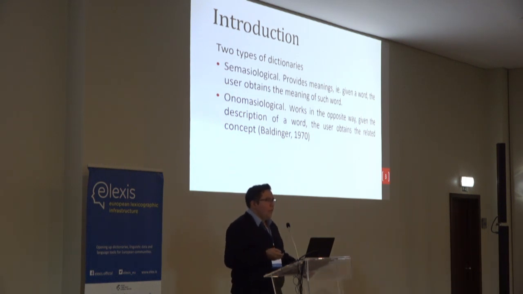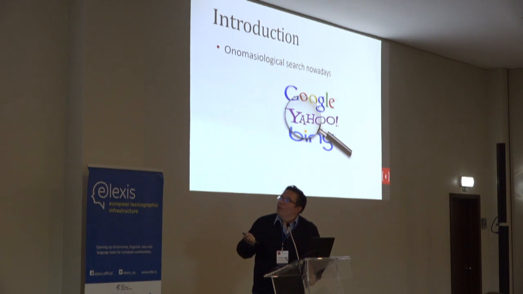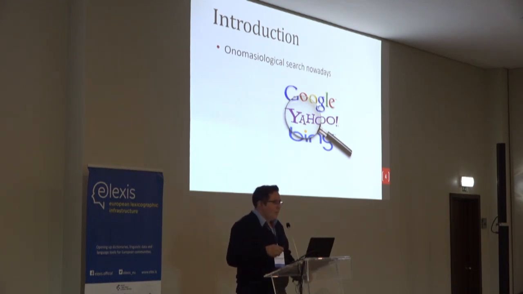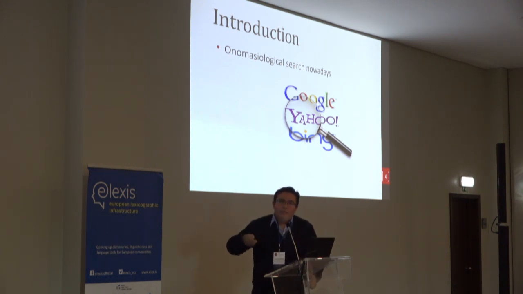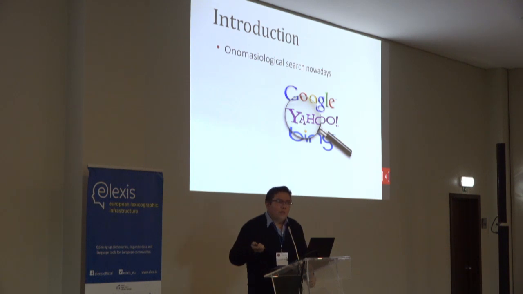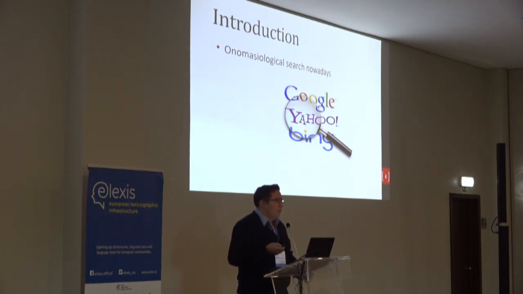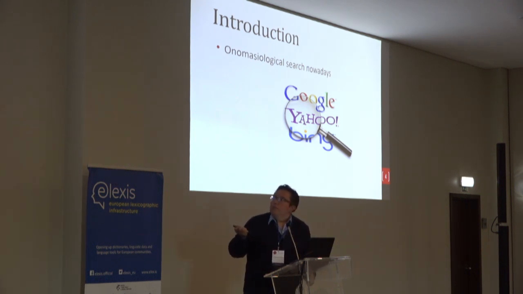So I try to build an electronic onomasiological dictionary, a kind of reverse dictionary, based on word association norms that I'm going to talk about. Nowadays, we can think that onomasiological search is made through different electronic ways, for example Google, Yahoo, or other search engines, where you can put in your definition of what you're trying to look for, and the word is going to appear. But sometimes the result is not good enough, and it gives more information than what you're looking for, so it is sometimes not good.